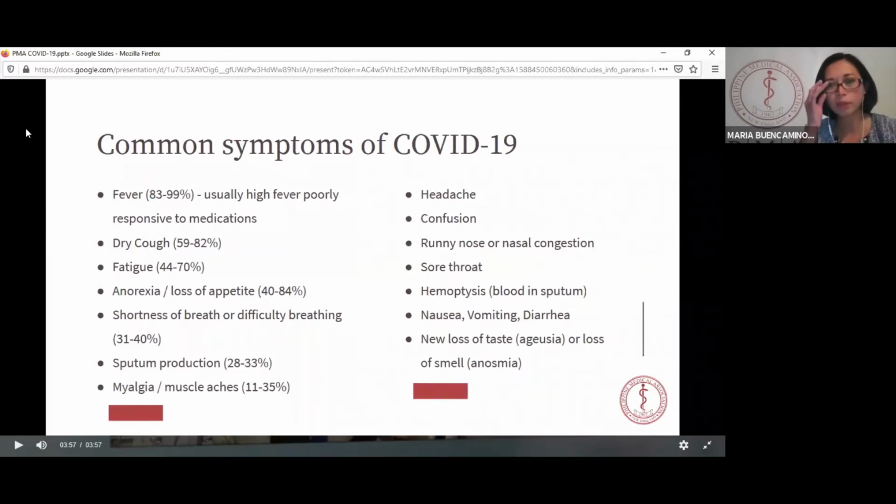The most common symptoms of COVID-19 include fever, and this is typically high-grade fever that is poorly responsive to medications such as acetaminophen or ibuprofen. They can also present with dry cough, fatigue, loss of appetite, shortness of breath, sputum production, and muscle aches. Other symptoms include headache, confusion, runny nose or nasal congestion, sore throat, bloody sputum, nausea, vomiting, or diarrhea. Some people may have these gastrointestinal symptoms even prior to the onset of fever or respiratory symptoms. New loss of taste or loss of smell are also considered as symptoms of COVID-19.